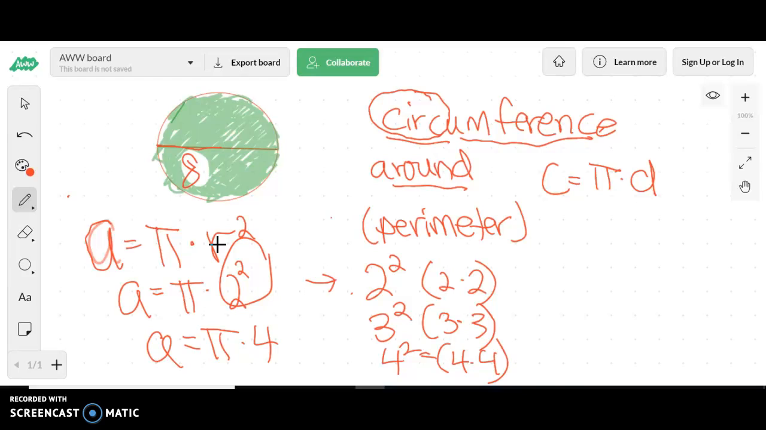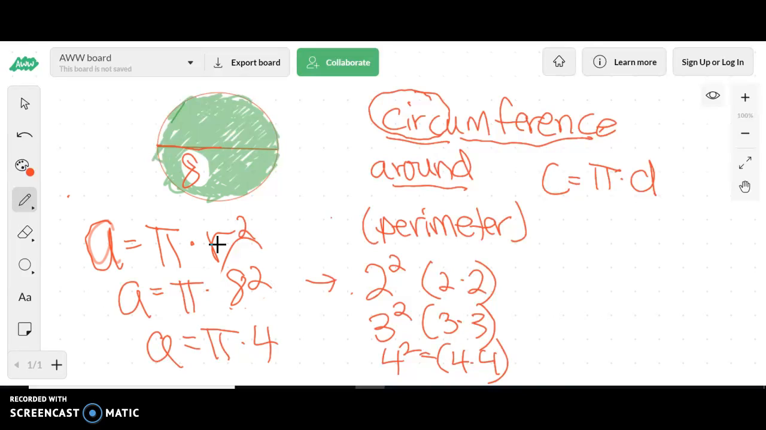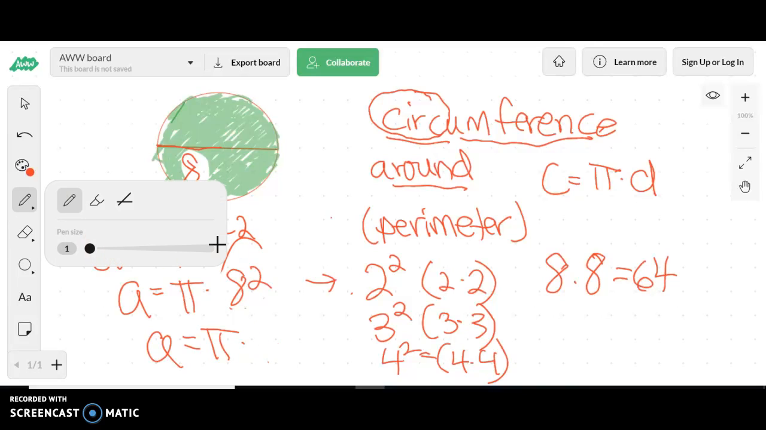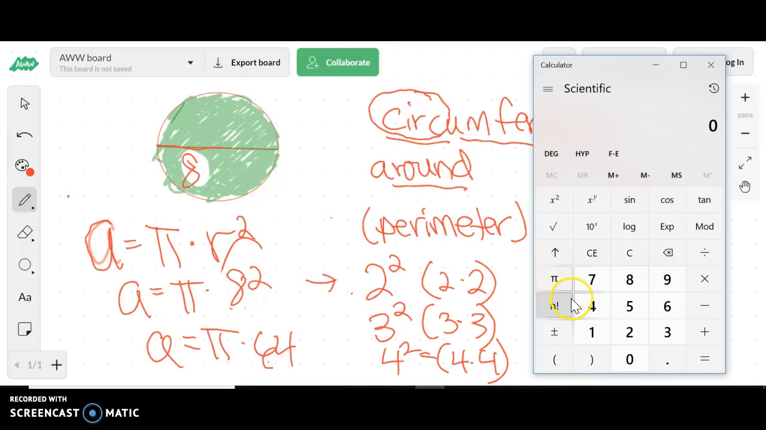So if the radius was 8 and our formula is pi times radius squared, well, radius squared would be 8 squared. Okay? And we know 8 squared is the same thing as 8 times 8, which is 64. So we're going to do pi times 64 this time in our calculator. Let's pull up that calculator. So pi multiplied times 64 would give you an area of 201.06.